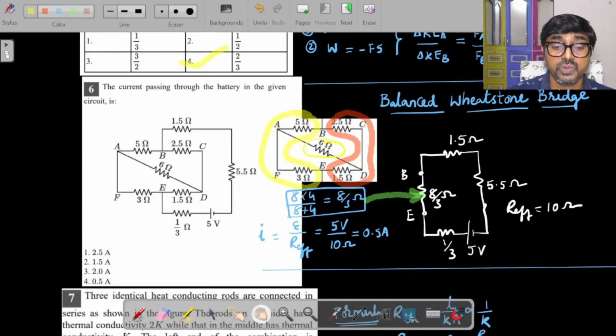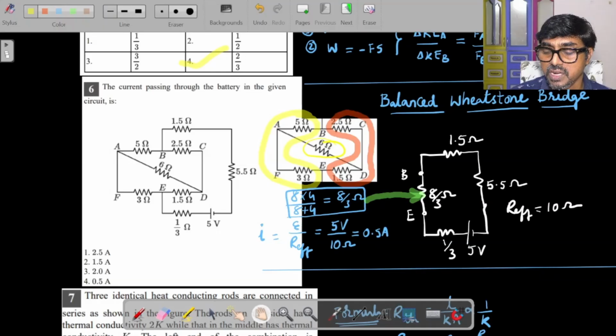Now let us read the question. So without reading the question only I am just doing it because I know it is going to be Wheatstone bridge only. It's not because I've solved it, but that's how simple it is. The current passing through the battery in the given circuit they are asking. Current passing through the battery meaning EMF by net resistance we require.